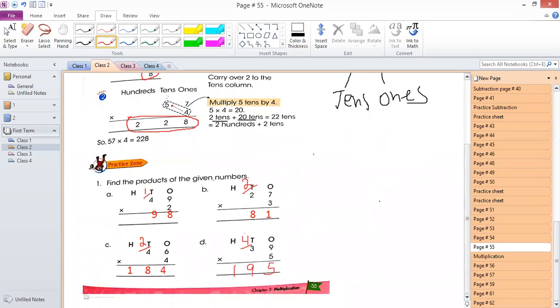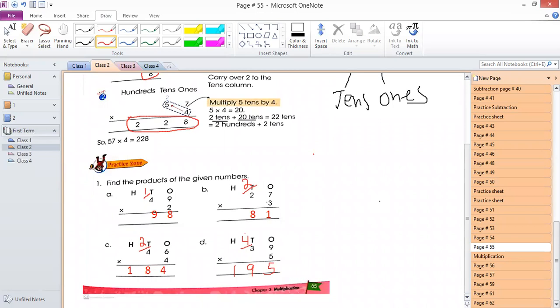Let's come to the practice zone of page number 55. Here 49 multiplied by 2. So 9 multiplied by 2 equals 18. In 18, 2 digits, 1 ten and 8 ones. 8 ones right here, 1 ten right here as carry. Now 2 multiplied by 4 equals 8. To 8, when you add 1, it will become 9. So 49 multiplied by 2 equals 98.